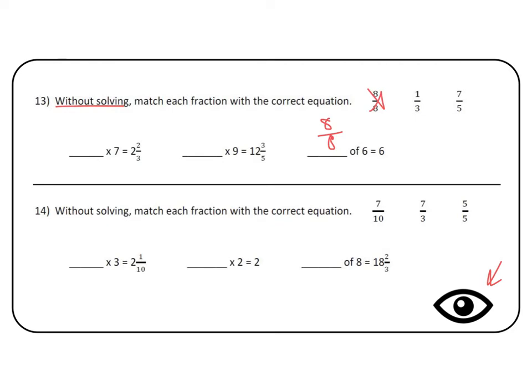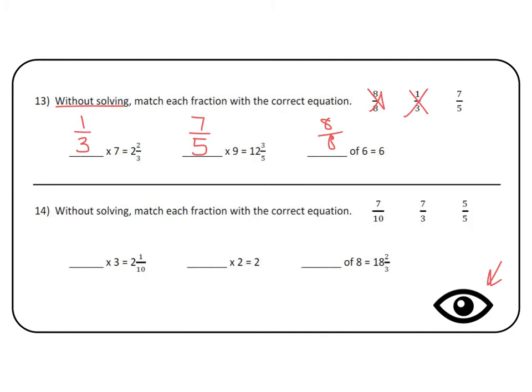All right, my next answer is 1/3. So 1/3 is smaller than a whole because 3/3 would be one whole. So I'm going to go look for a product that got smaller. So I know that from 7 to 2, that got smaller. So that must be 1/3. And lastly, 7 is greater than 5. So that means if I multiply by greater than one whole, my number should get bigger. And from 9 to 12 gets bigger. So 7/5 goes here.